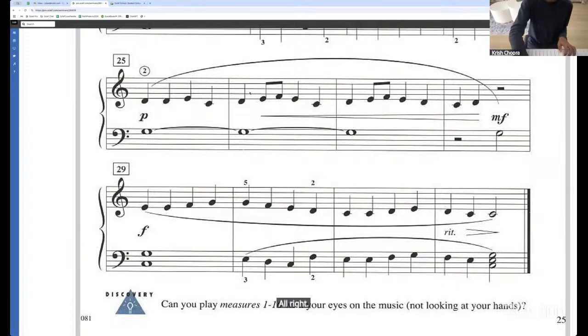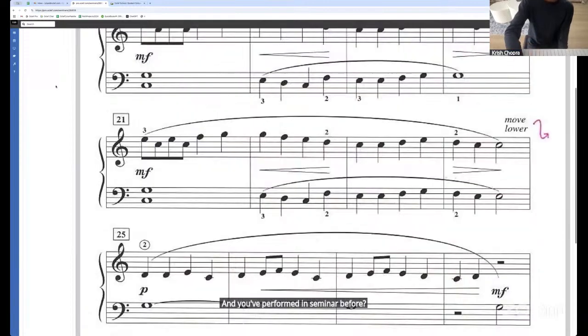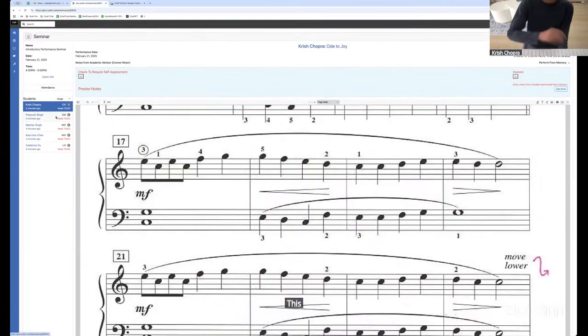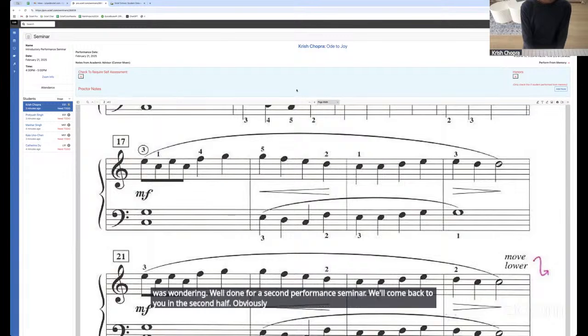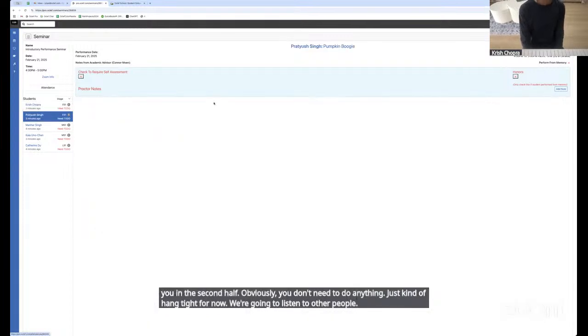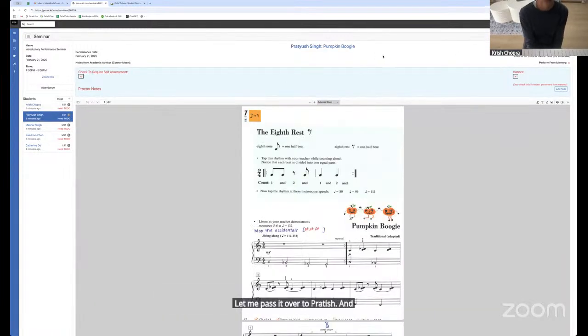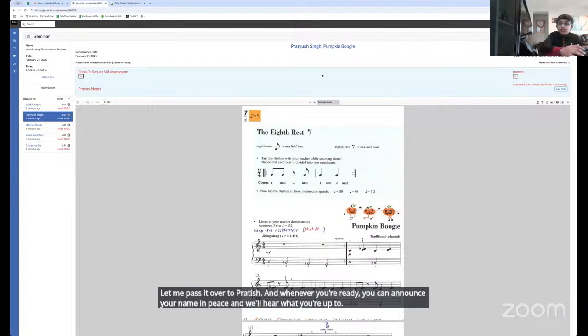Nice round of applause. Very nice. And you've performed in seminar before, you said? This is my second one. Okay, so relatively new, because you're an ES1 and so is Pratush. Well done for a second performance seminar. We'll come back to you in the second half. Obviously, you don't need to do anything. Just hang tight for now. We're going to listen to other people. Let me pass it over to Pratush. And whenever you're ready, you can announce your name and piece, and we'll hear what you're up to.